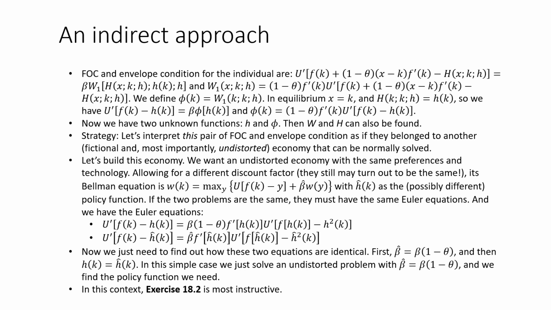We want to build an undistorted economy in which we have the same preferences and the same technology. However, the discount factor may be different, and the policy function may also turn out to be different. So let's make room for these differences. The idea is quite simple. If the two problems are the same, they must have the same Euler equations.